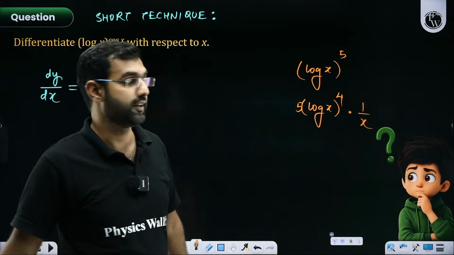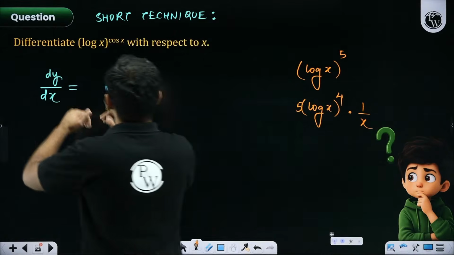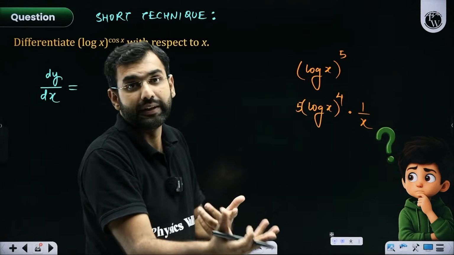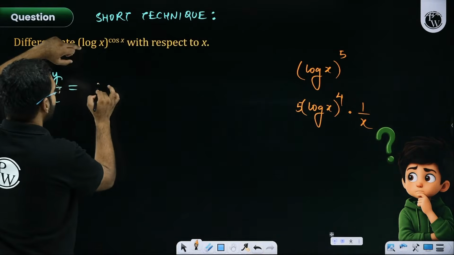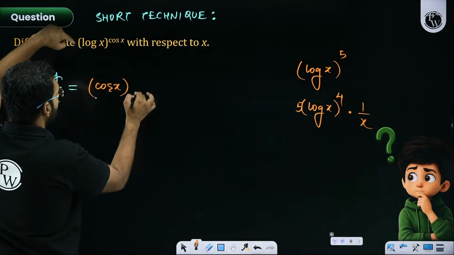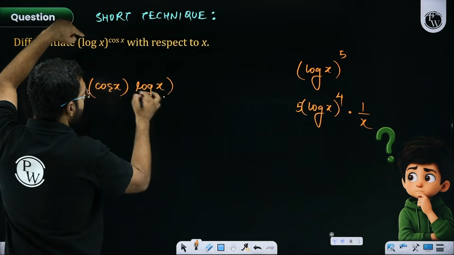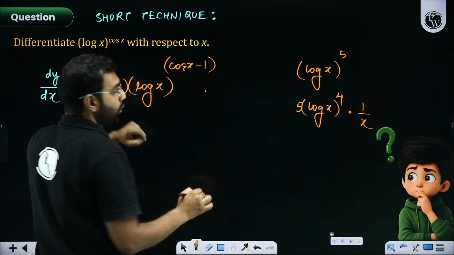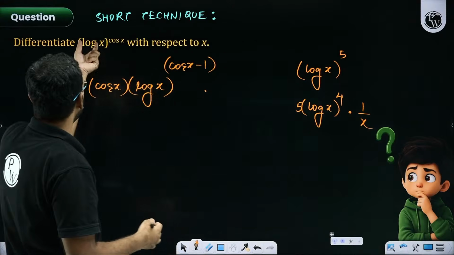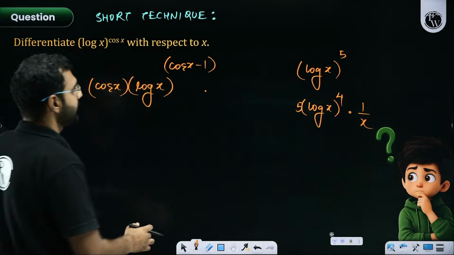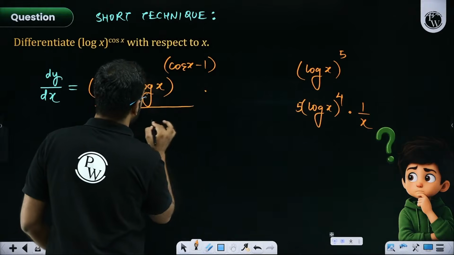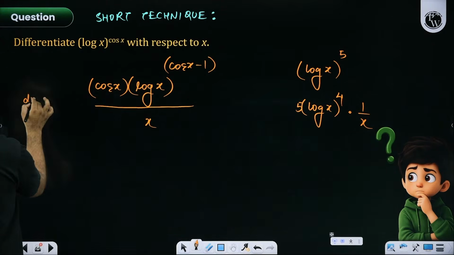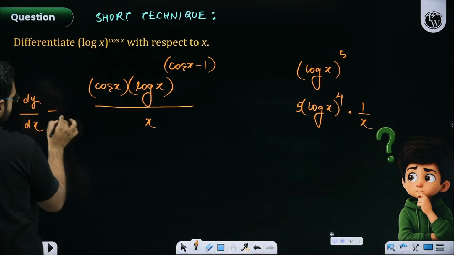That's exactly what I'm asking you. So imagine this in your brain, that if you're asked to differentiate log x to the power cos x, where you treat cos x as a constant, what will be the differentiation? Differentiation will be 5 log x to the power 4, which is 5 minus 1, into, as per chain rule, log x derivative is 1 by x. So that 1 by x should also be brought here. I hope everybody got this. But the story doesn't end here. The story has actually started.